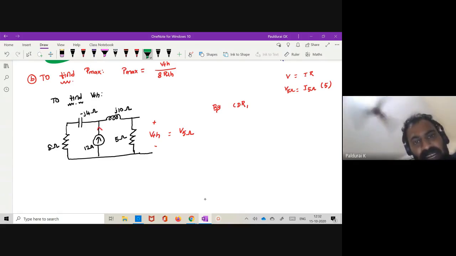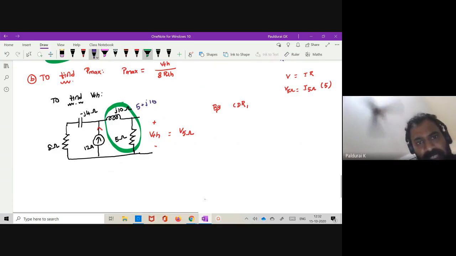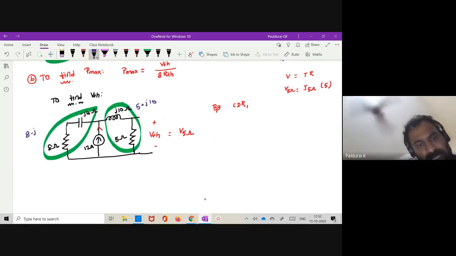That is divided through what is this combination? This combination will give you 5 plus 5 plus 10J, and this combination is 8 minus J4. Now I am looking for the current which is flowing through 5 plus J10, right? That current only.